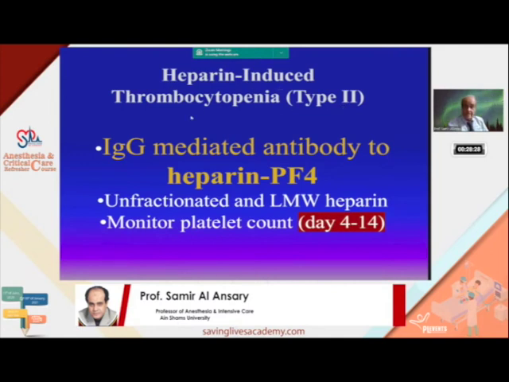Heparin-induced thrombocytopenia is another problem in our ICU, especially the immune type, which is mediated by immunoglobulin G due to formation of antibody against the heparin-platelet factor 4 complex. And we have to detect TTP and HUS as early as possible, because those microangiopathy problems may cause the end of life of your patient if not detected early. It can be caused by unfractionated heparin and low molecular weight heparin, and we have to monitor the platelet count, especially on days 4 to 15. And I think all of us are oriented with that.